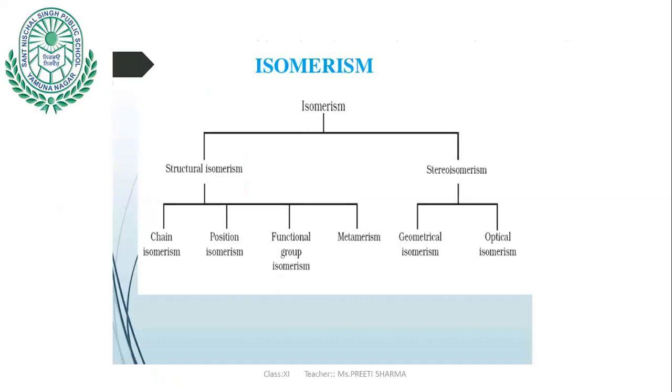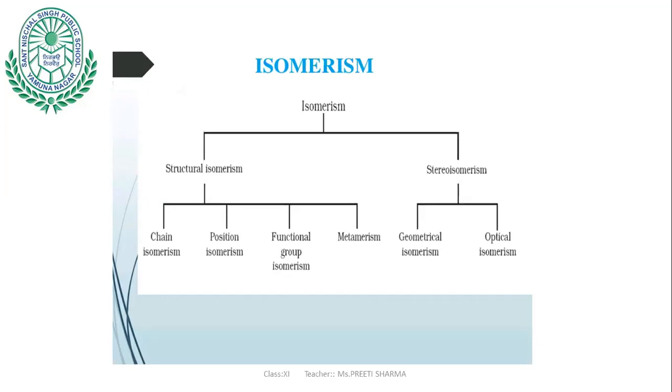You know very well, in class 10th you have done isomers, students. So compounds which have the same molecular formula but differ in chemical or physical properties, right? On that basis, we have two types of isomerism: structural isomerism and stereoisomerism, students. Stereoisomerism is not in our syllabus, but I'll tell you a little bit about it. But structural isomerism is in the syllabus, and it has been classified into four main types: chain isomerism, position isomerism, functional group isomerism, and metamerism, right?